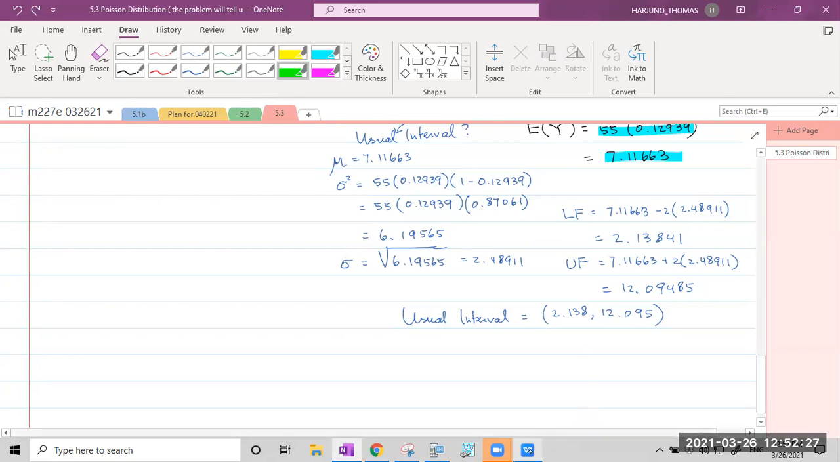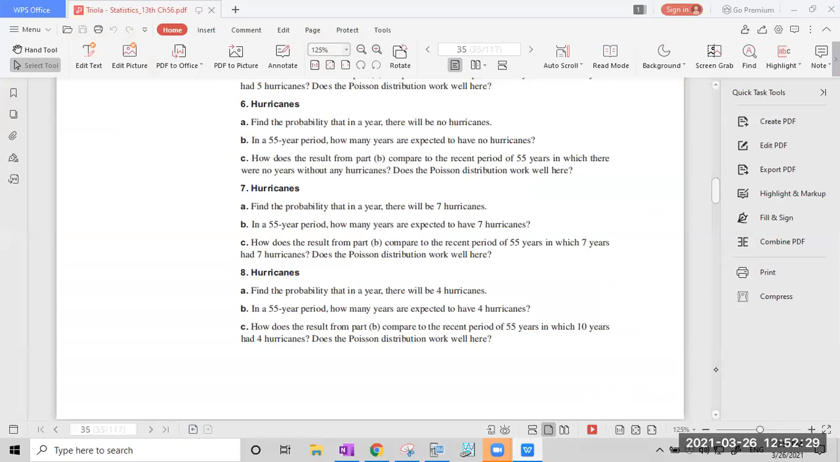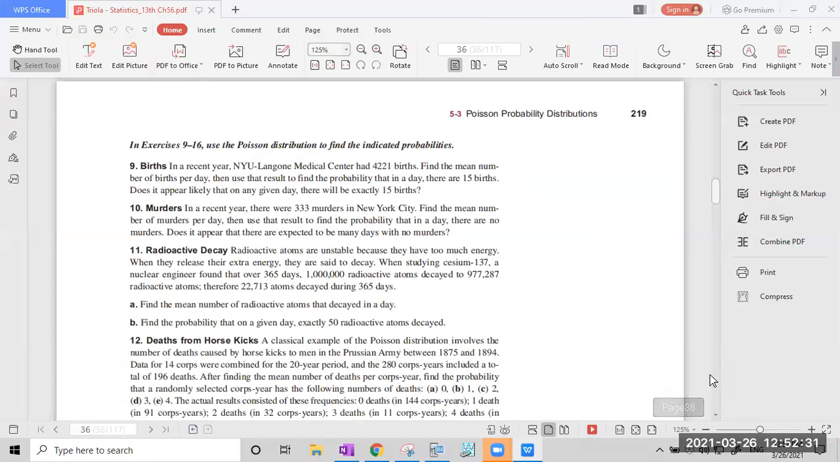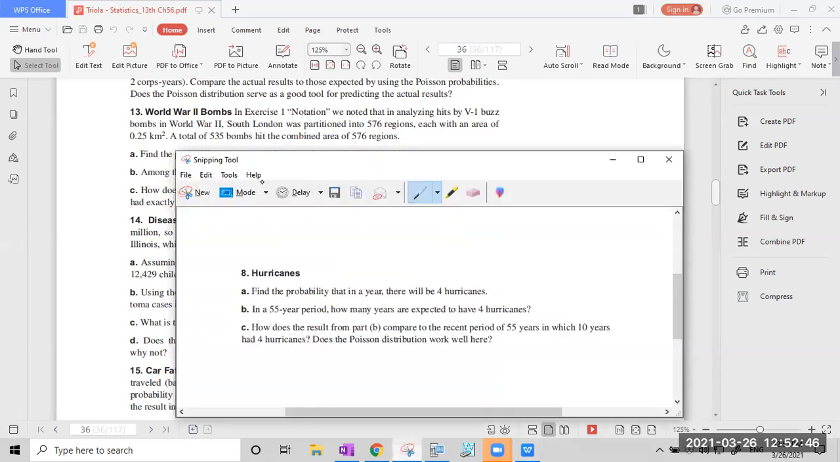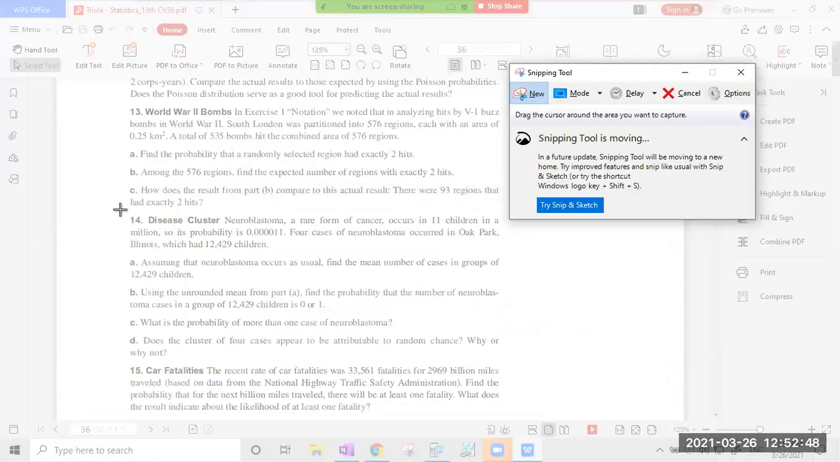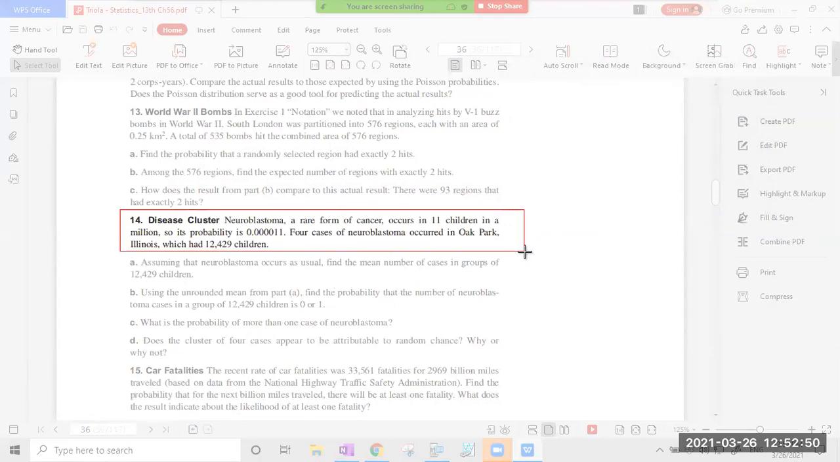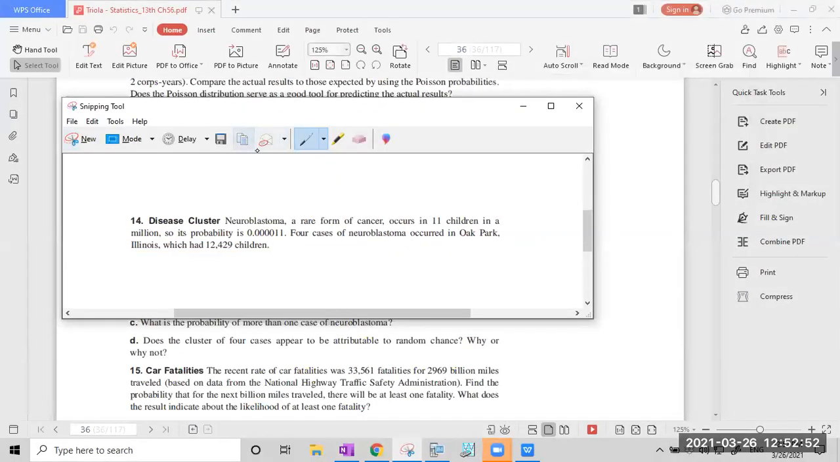Okay, now let's do one more problem. I guess I don't want to deal with hurricanes anymore. Let's deal with something else. Would you like to choose something from here? Let's see number 14.